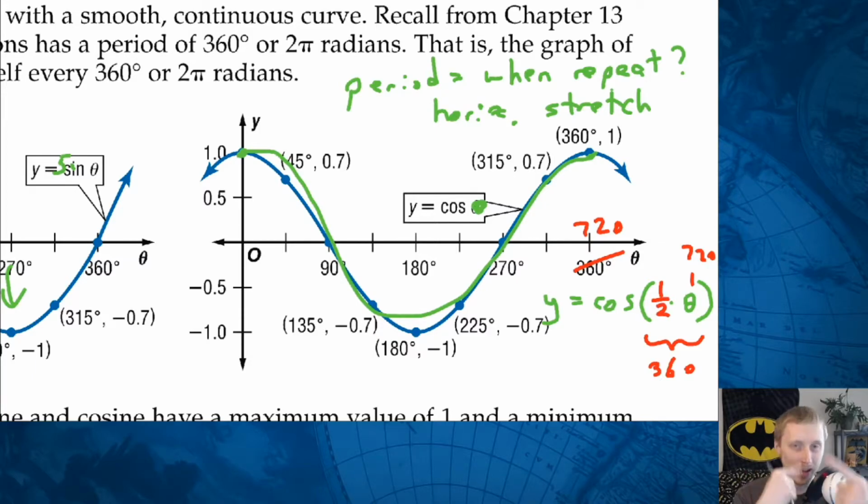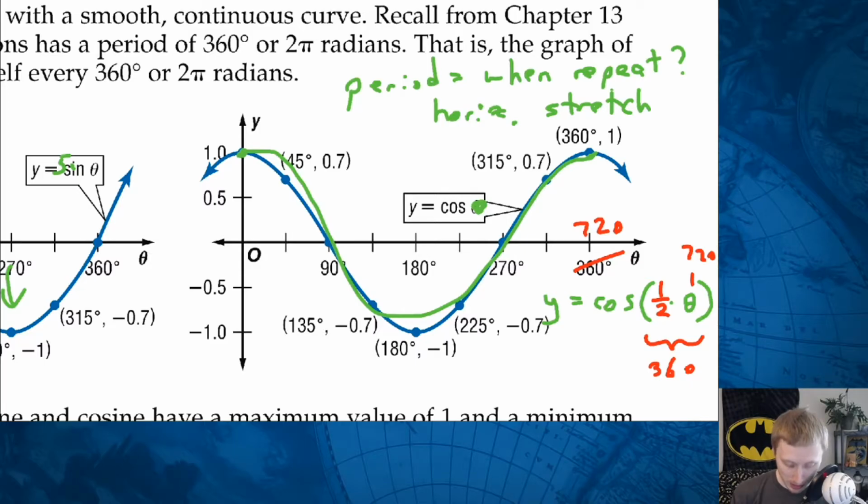It's going to be the opposite because we're dealing with the independent variable. You get the opposite effect. If you want to make it wider, you multiply by a smaller number. If you want to make it skinnier, you multiply by a big number. If I put 2 theta in there, it's going to smush it and it'll repeat at 180. Okay? So those are the numbers to watch out for. Where are those key points? How tall is it? Where does it repeat?